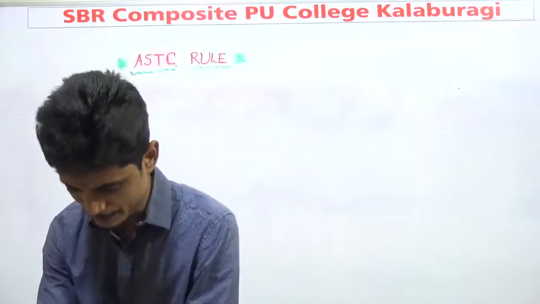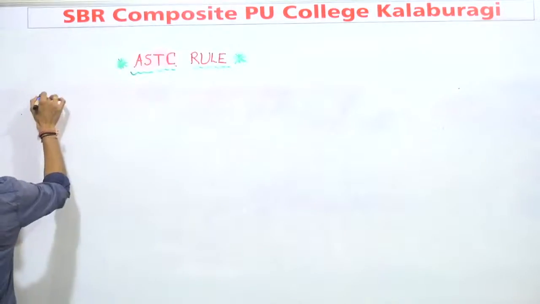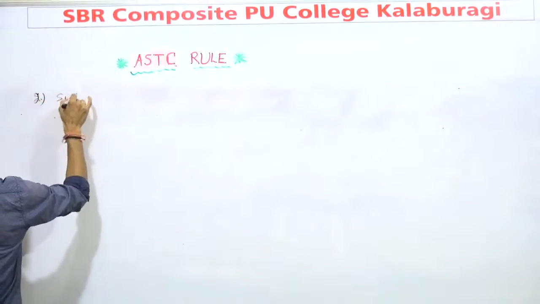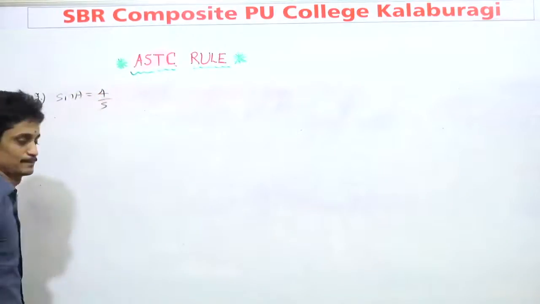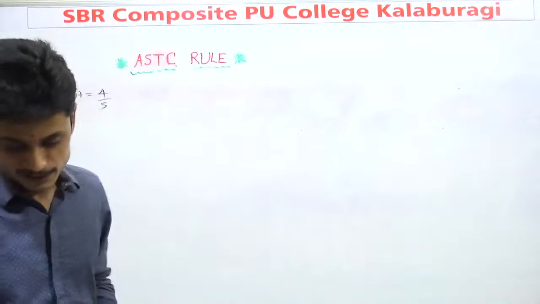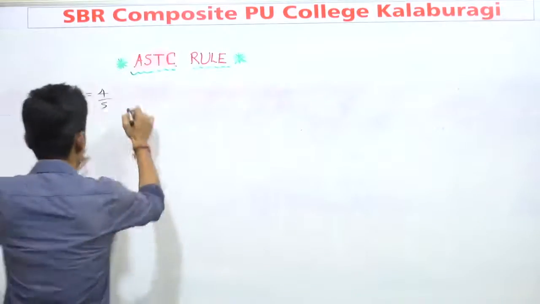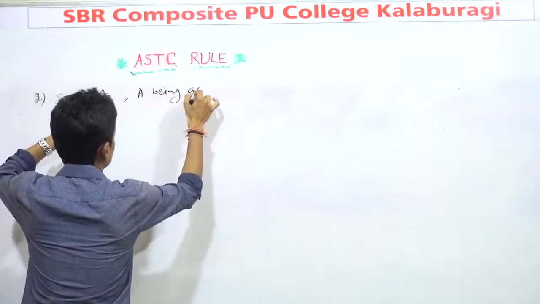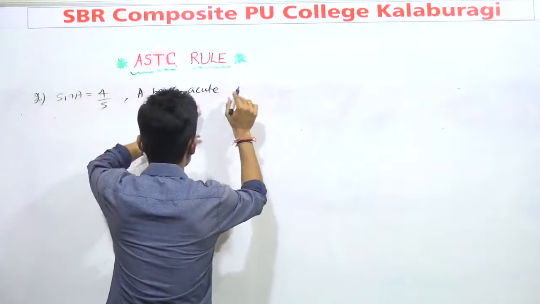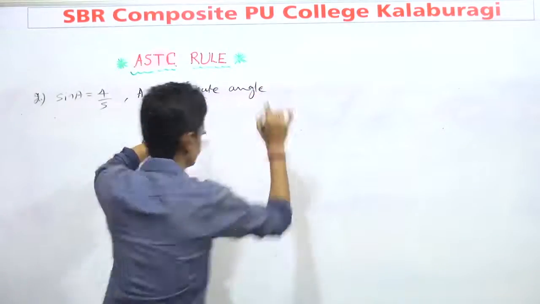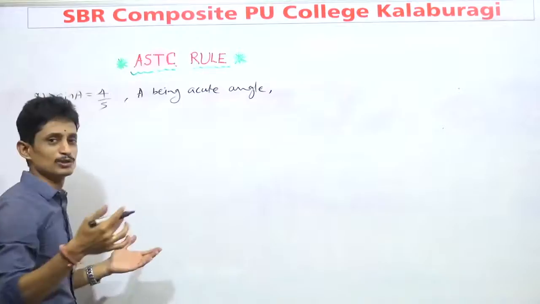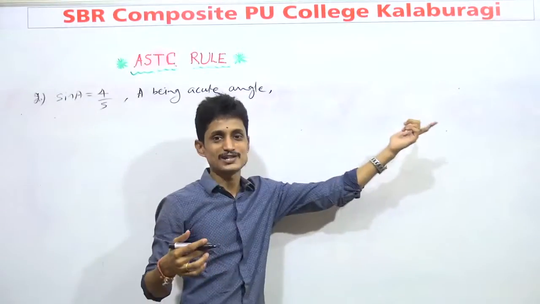Question number 2. If sin A is equal to 4 by 5, A being an acute angle, it confirms A lies in the first quadrant. Next, find the value of, so in the exam I will write the value equal to dash, and I will give you 4 options.